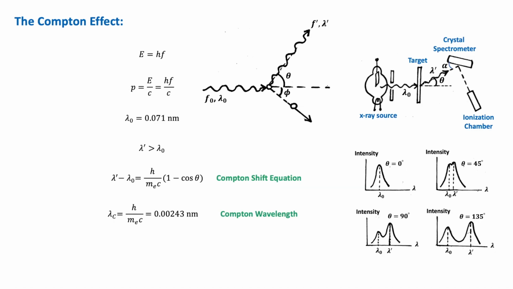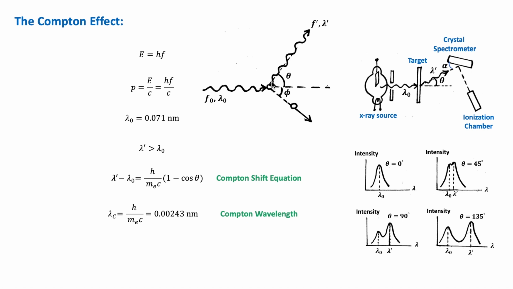So we will now discuss the Compton effect. In 1919, Einstein proposed that a photon of energy E also carries a momentum equal to E over c, so it's equal to hf over c. And then in 1923, Compton applied Einstein's idea of the photon momentum to the Compton effect, which is the scattering of X-rays from electrons.